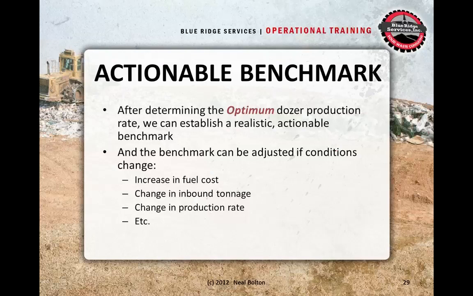So once we figure out what the optimum dozer production rate is, we can come up with some realistic benchmarks rather than tracking your performance. And some of you noted that you track your equipment hours, and that's an important number to track. But if you only track your equipment hours, what you're doing is monitoring the inefficiency that's in the system rather than zeroing in and finding out how much that machine should work and then focusing on that so that you can set some actionable benchmarks.